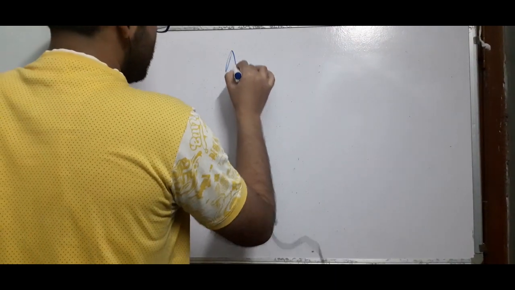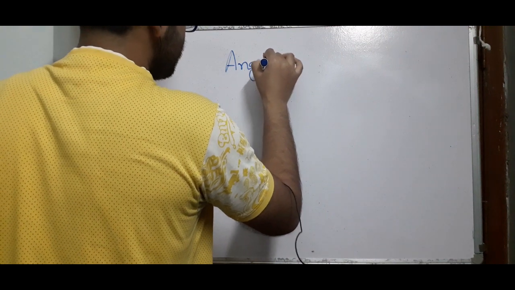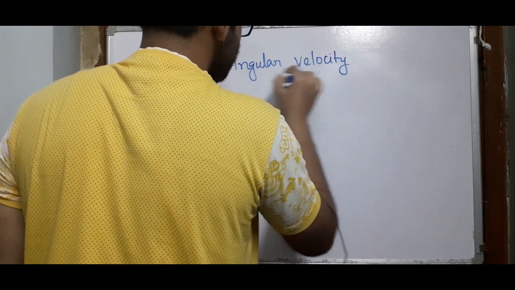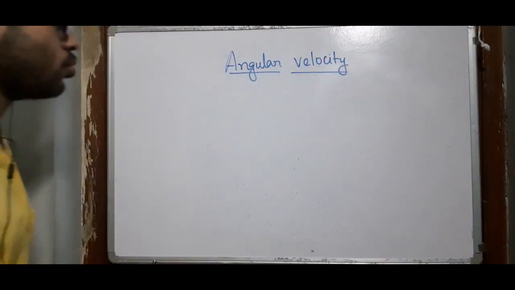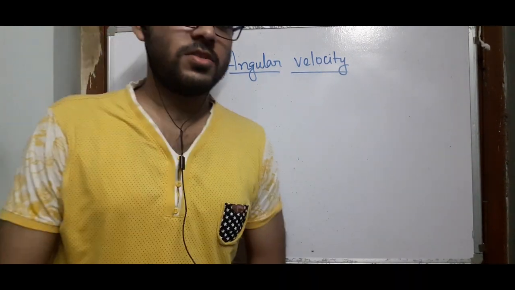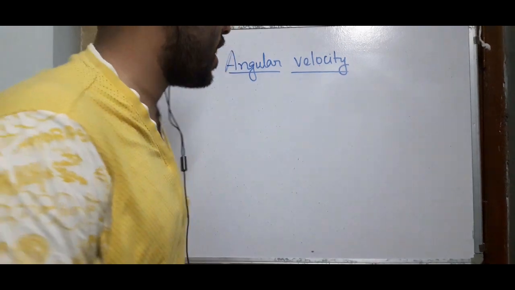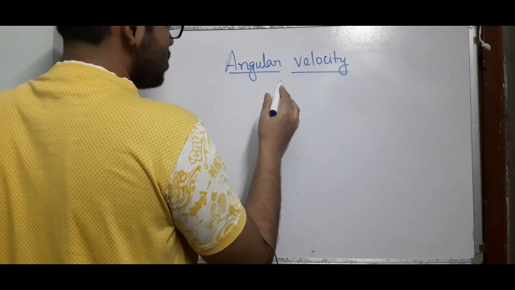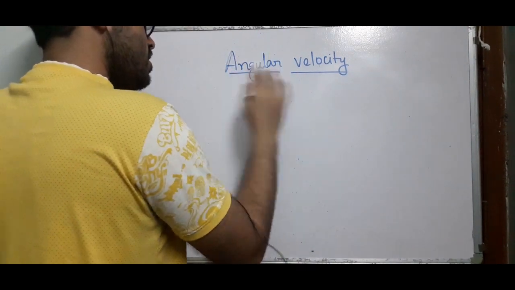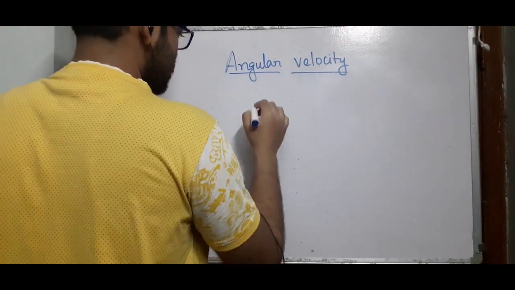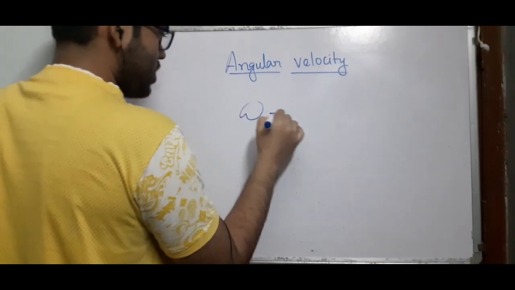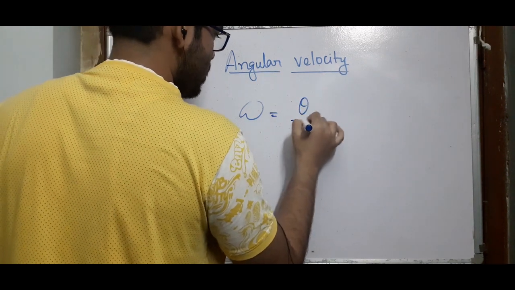Now first is angular velocity. So what is the angular velocity? I think you have studied linear motion, so keeping analogy with that, the time rate of change of angular displacement, which we have discussed in the previous lecture, is the angular velocity. It is denoted by the Greek letter small omega, omega equals theta over t.